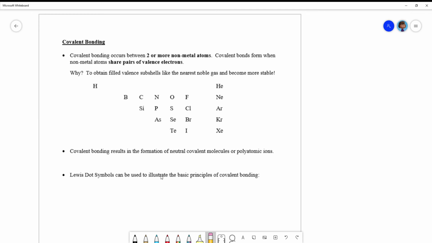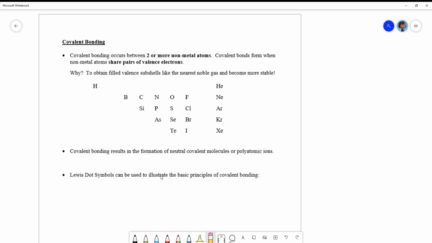Welcome everyone. So now that we're finished with ionic bonding, ion formation, and the strength of ionic bonds, it's time to get into the really fun section of chapter 8, and that is covalent bonding. In this initial lecture, I'm going to be covering just the basic principles of covalent bonding, and I'm going to be building on this in later lectures. So let's begin at the beginning.